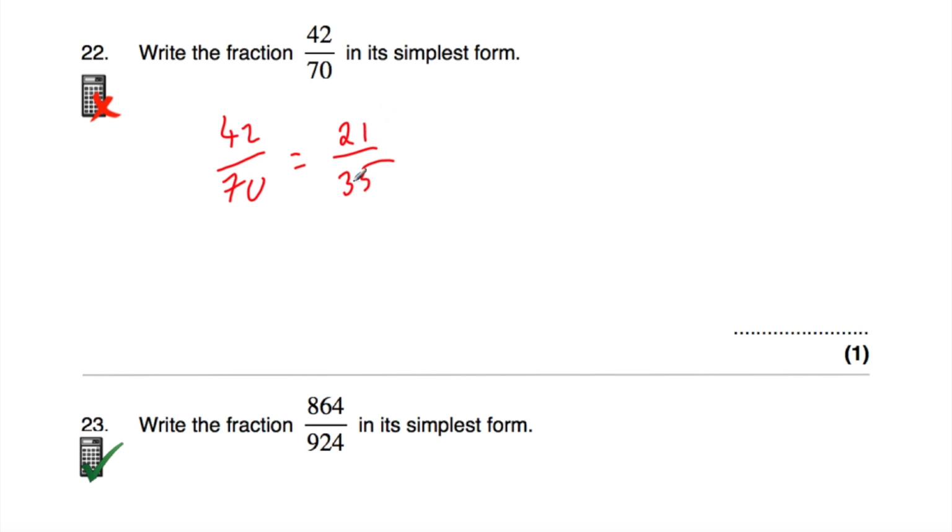If we have a look here, both of those numbers are divisible by 7. They're both in the 7 times tables. 21 divided by 7 would be equal to 3, and 35 divided by 7 is equal to 5. So that's 3/5. So we've been asked to cancel down the fraction 42 70ths. The answer would be 3/5. And that's it.